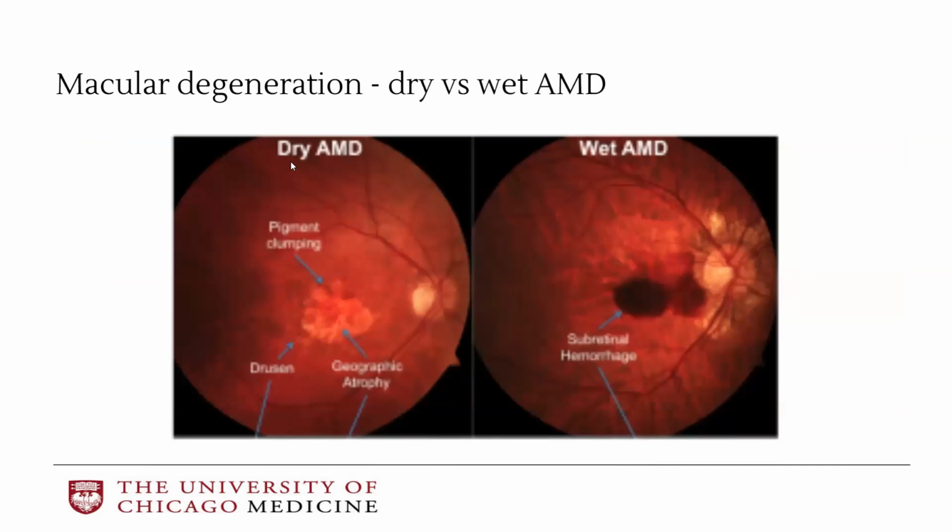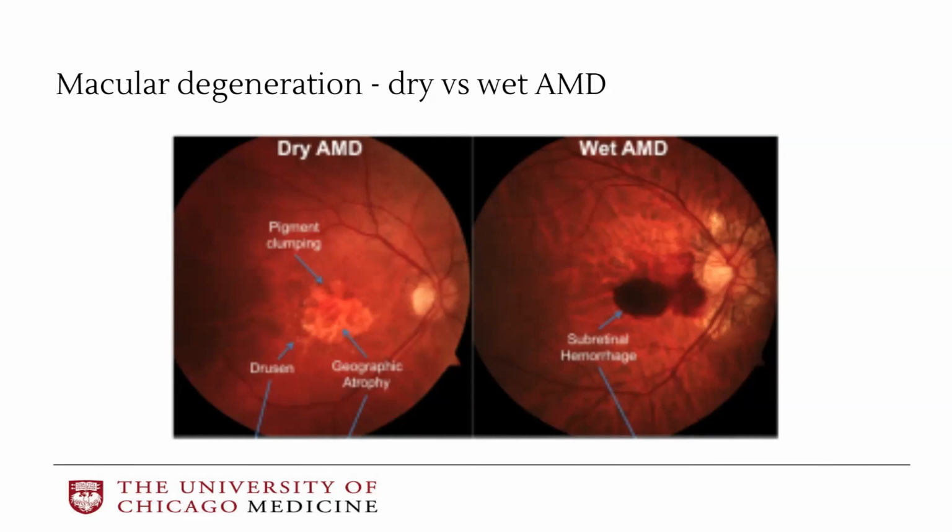So again, differentiating between dry versus wet AMD. Dry AMD, there's those drusen, those yellowish deposits, there's atrophy, and there's what we call pigmentary changes. When the ophthalmologist looks in your eye, they'll see some color changes, and they'll see the yellowish dots, and they say, oh, I think you have some macular degeneration going on. In wet AMD, there's fluid, there's hemorrhage.